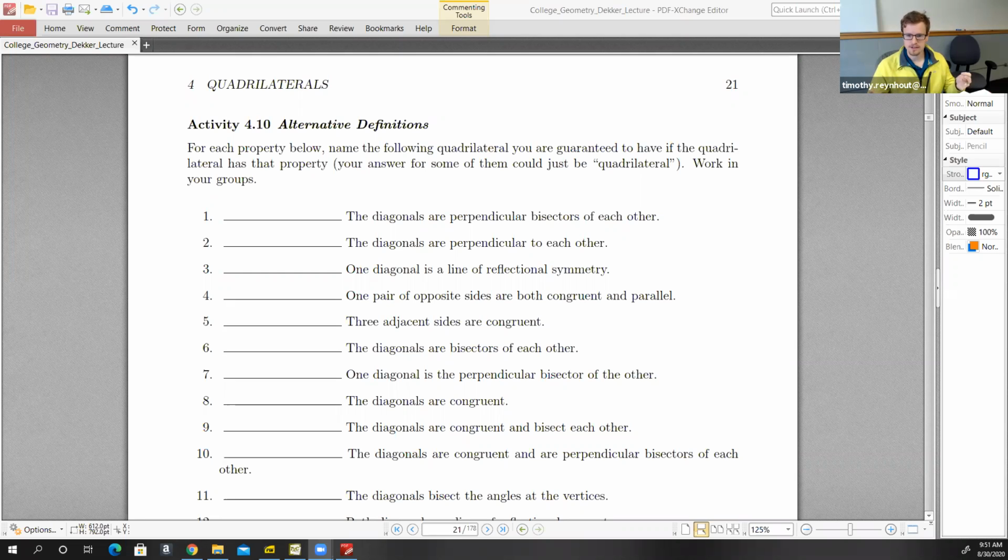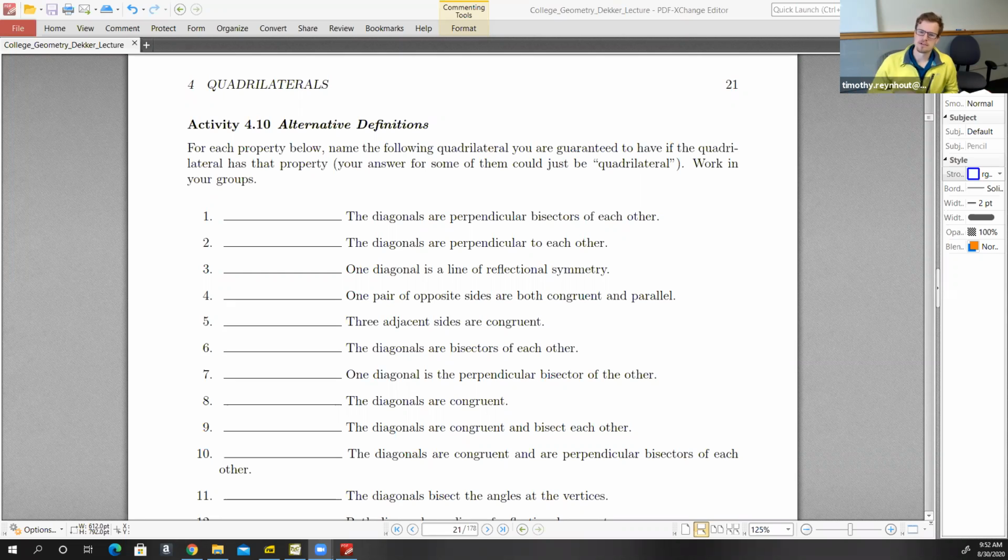So for this activity, what we want to do is take a look at the given property. The first property is the diagonals are perpendicular bisectors of each other. And we want to say, all right, if we have that particular property, which of the quadrilaterals are we talking about? And if it isn't actually specific to any one quadrilateral, we would simply say quadrilateral, to say, hey, it's not any specific one. All of them could have this property.